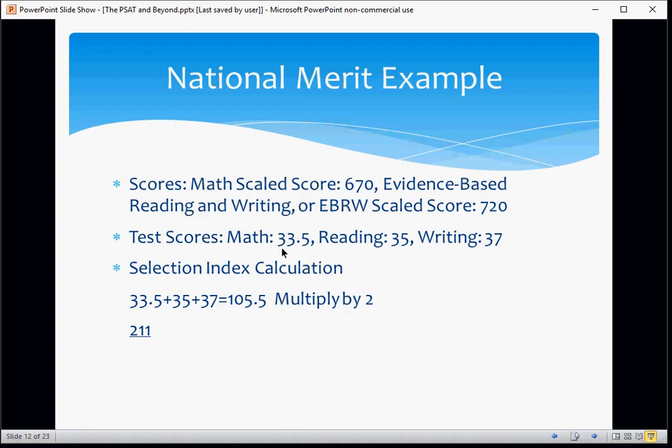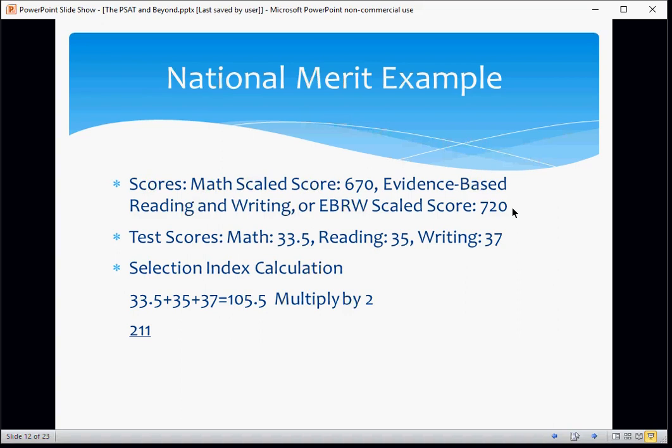Again, if you take this math score and you double it, that gives you 67. You multiply it by 10, and you get the scaled score. And for the reading and the writing, as we saw earlier, if you add these two numbers together, 35 and 37, you'll get 72, and you multiply by 10 to get the scaled score, which is 720.